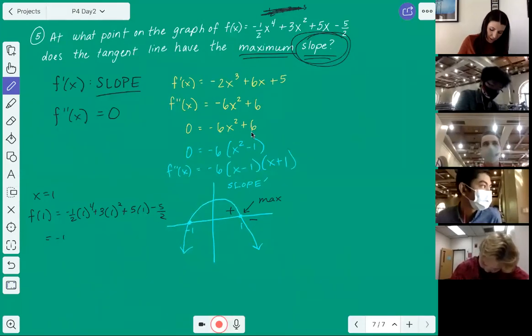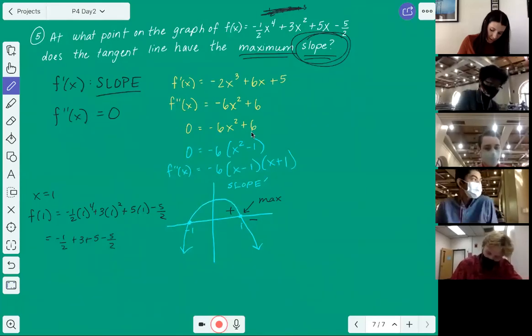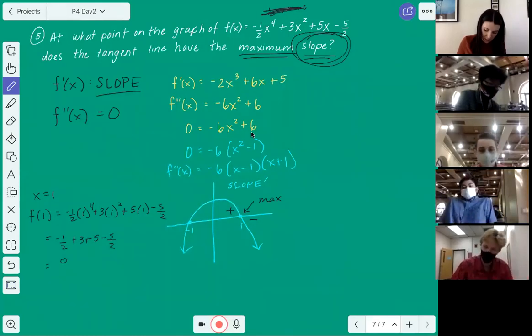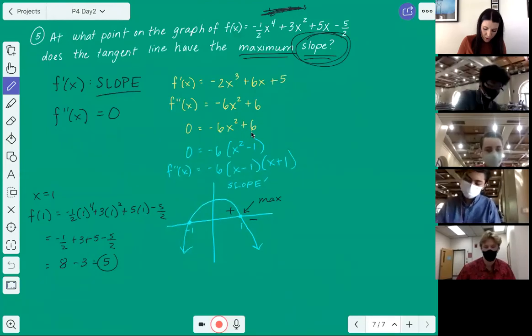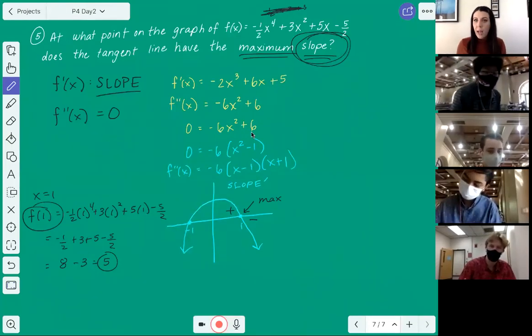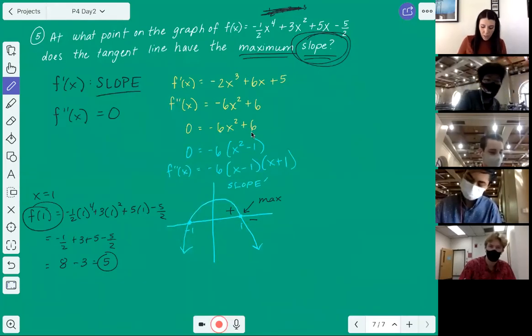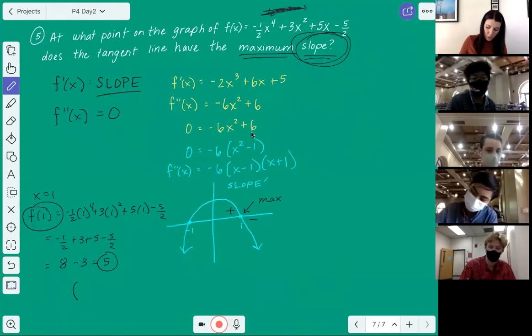This simplifies quite a bit. -1/2 plus 3 plus 5 minus 5/2. 3 plus 5 is 8. Minus 1/2 minus 5 halves is minus 6 halves or minus 3, which is equal to 5. You need to actually show the work of finding that, and it must be labeled as whatever it is you're finding, f of 1 in this case. Okay, so our final answer is the coordinate 1, 5.